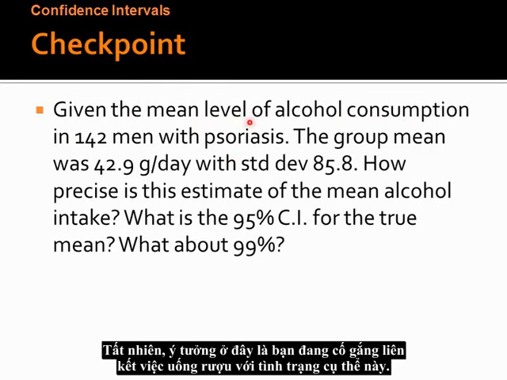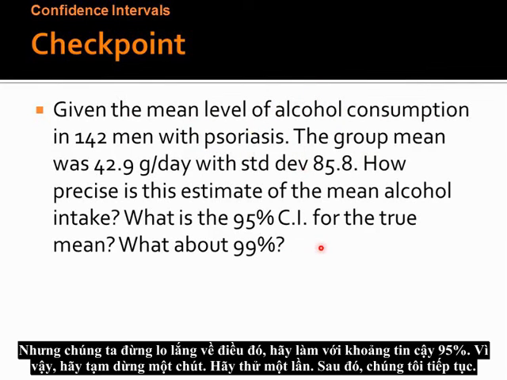Now, of course, the idea here is you're trying to link alcohol consumption with this particular condition. But let's not worry about that for now. So let's work for the 95% confidence interval. So pause for a moment, give it a try, and then we'll continue.